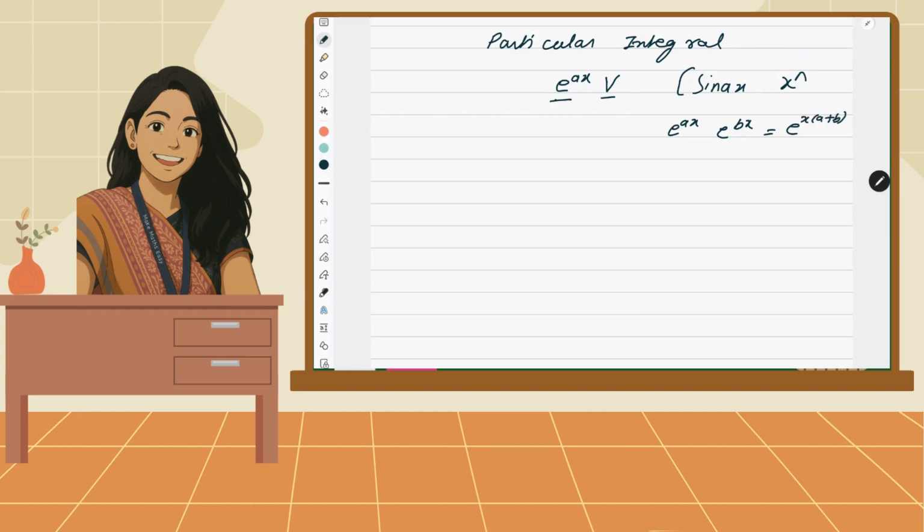Same way if they are giving sin hx and e to the power say 2x, remember that sin hx is equal to e to the power x minus e to the power minus x upon 2. So this will also get converted to case 1. So don't get confused. In this category you will have exponential along with either sin, cos or polynomial. So now let us see what to do in this category.